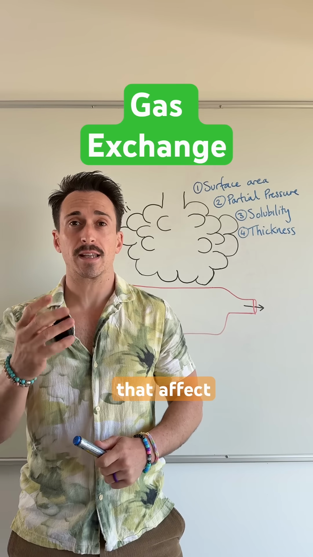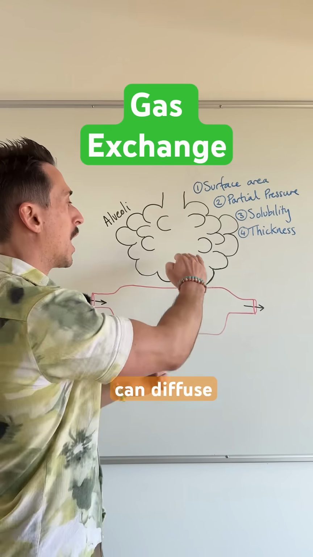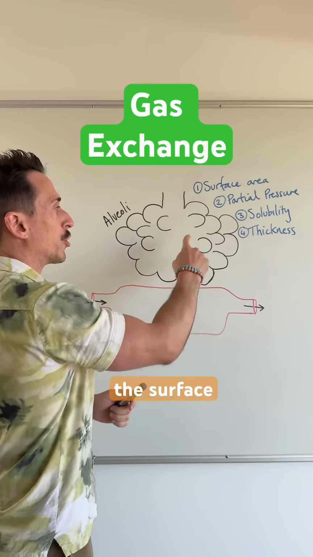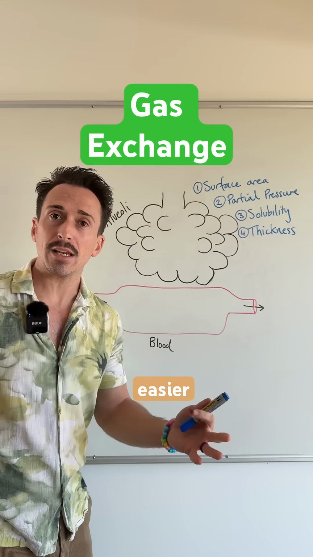There are 4 factors that affect how well a gas can diffuse across a membrane. The first is surface area. So the larger the surface area that it's going across, the easier it is for that gas to diffuse.